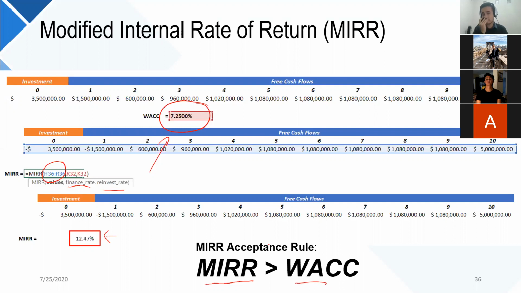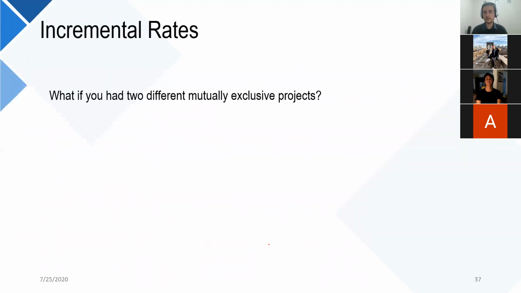So if you need to analyze a project, comparing it with another project, what options of analysis do you have? Well, you can actually use the same analysis, but you need to use them as comparison, okay? And that comparison rate is called incremental rates, okay? So why do you have mutually exclusive projects?